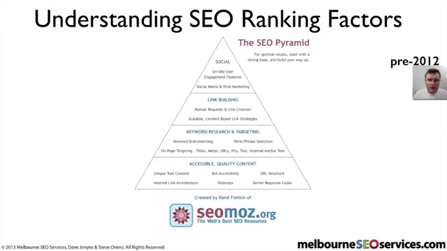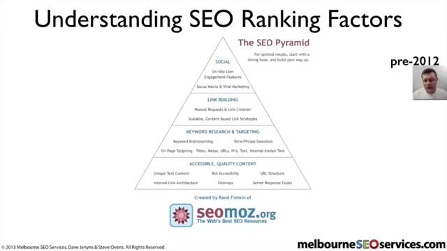So prior to 2012, SEO could be thought of as a fairly simple pyramid. If you had a decent structure at the bottom, a nice solid foundation where your site was technically correct, and you picked some good keywords and targeted those keywords well, and then you built some links to your site from other sites on the web, that would pretty much get you ranked.